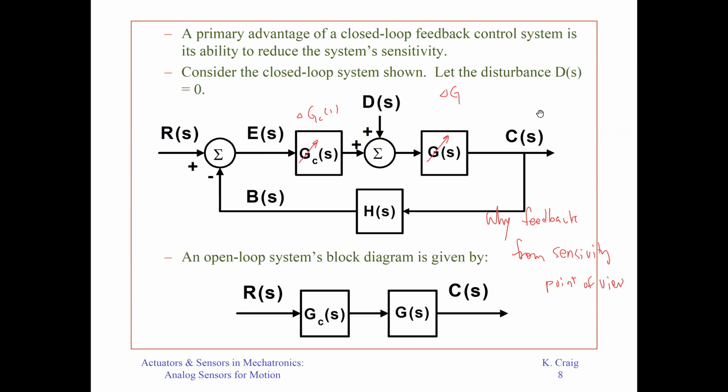So let's continue. Suppose we don't use feedback, okay? Then this is called an open loop system. So this is the reference, this is my output. Don't get bothered about the C and R. R is the reference, C is the controlled variable, okay?